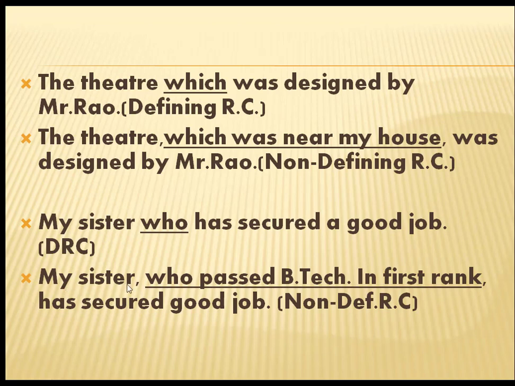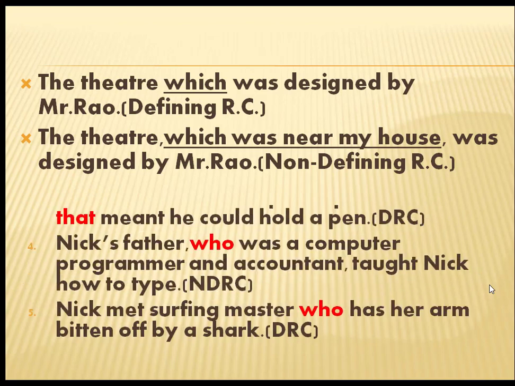And you can also observe: my sister has secured a good job. That gives complete meaning to the sentence. But still, who passed BTech in first rank is the extra information about my sister. So this is the extra information, but this is the essential, compulsory information. My sister who has secured a good job. This who has secured a good job is describing the noun sister, and this is compulsory to understand the whole meaning of that sentence. So this is a defining relative clause and this is a non-defining relative clause.